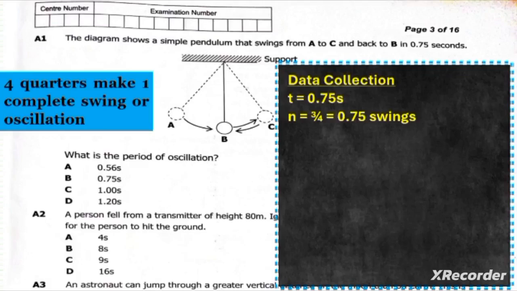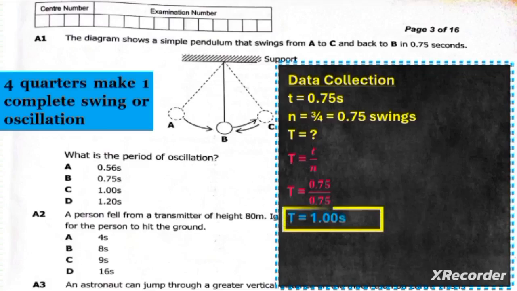So we are going to say the period of the pendulum is equal to time divided by number of oscillations. The period of the pendulum therefore is equal to 0.75 seconds divided by 0.75 swings, or 0.75 oscillations. 0.75 divided by 0.75, we are going to get 1.00 seconds. So 1.00 seconds is our answer, and our correct answer here is C. We move to the next question.